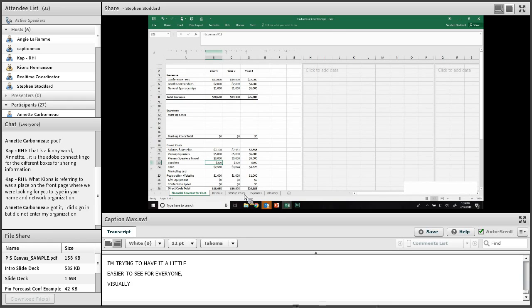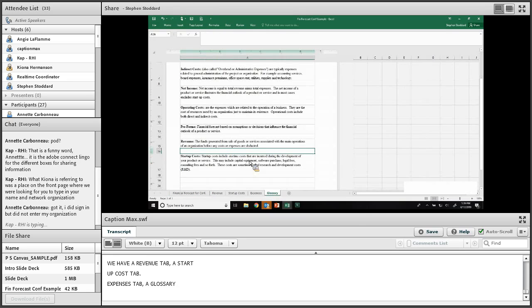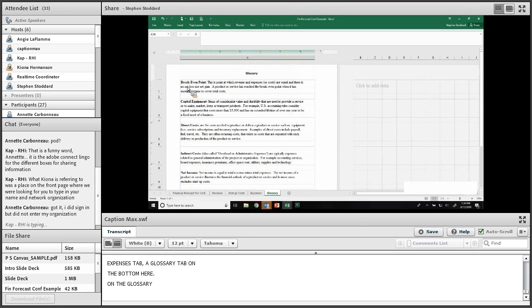So let's jump over to this spreadsheet, and this is the conference example. And hopefully everyone can see that at this point. Let's see, I'm trying to have it a little bit easier to see for everyone visually.